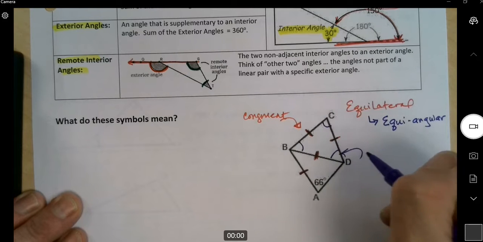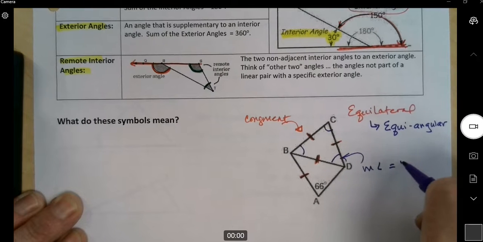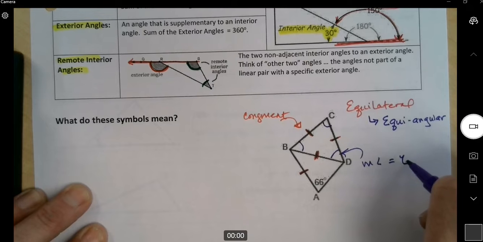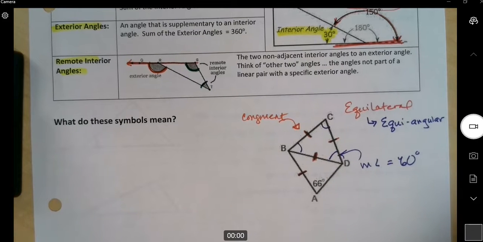Bonus point, what's the measure of each of these angles? You're so close. I think I heard it. 60 degrees. 180 divided by 3. Hand in the air or just, no.